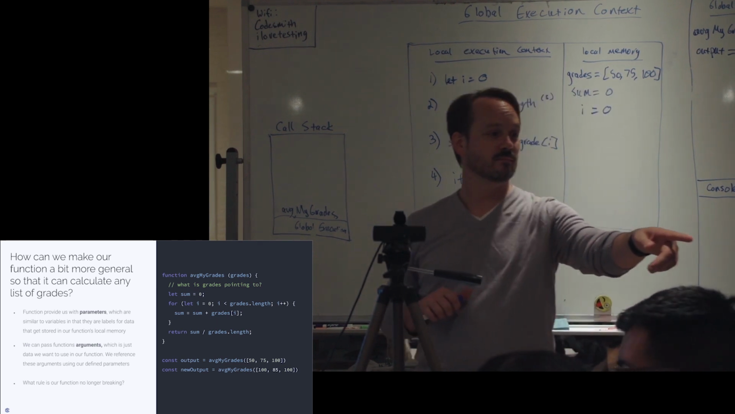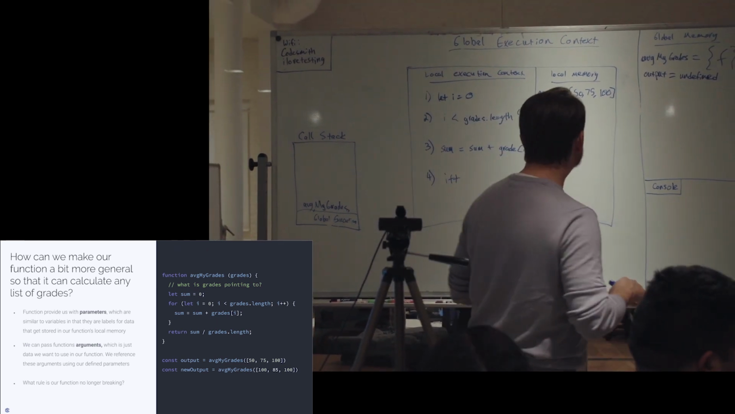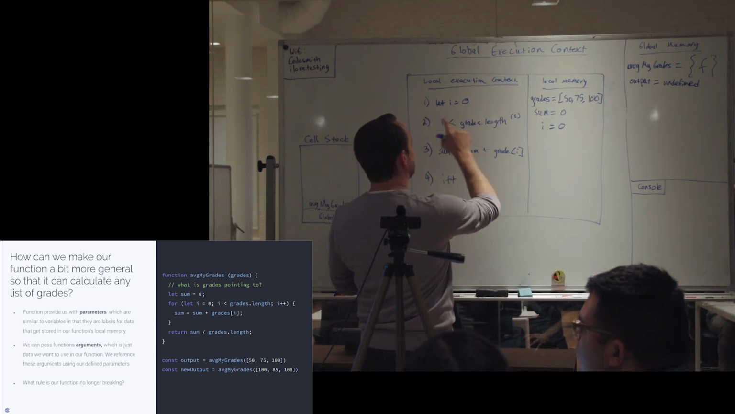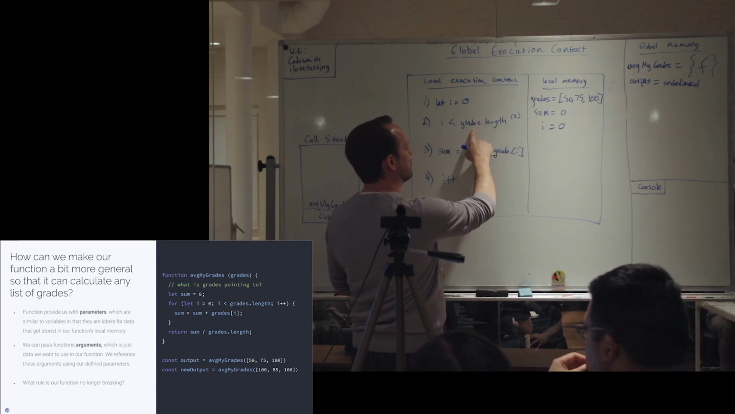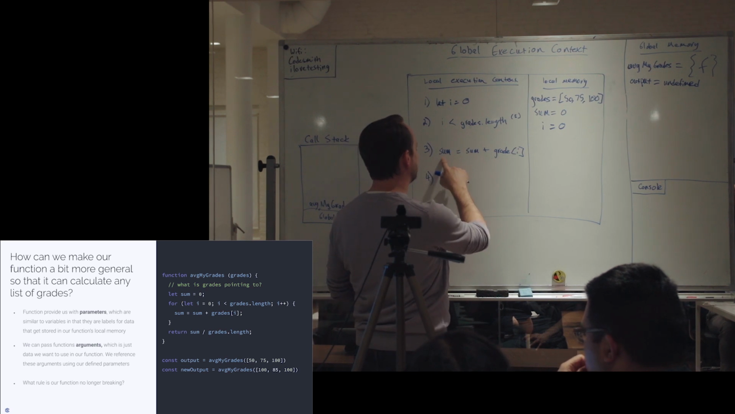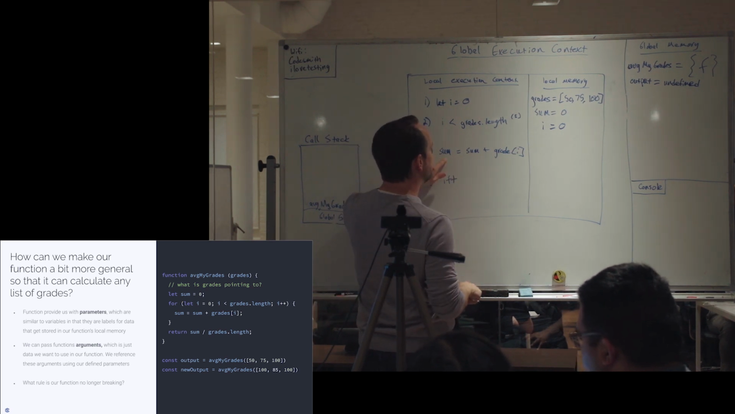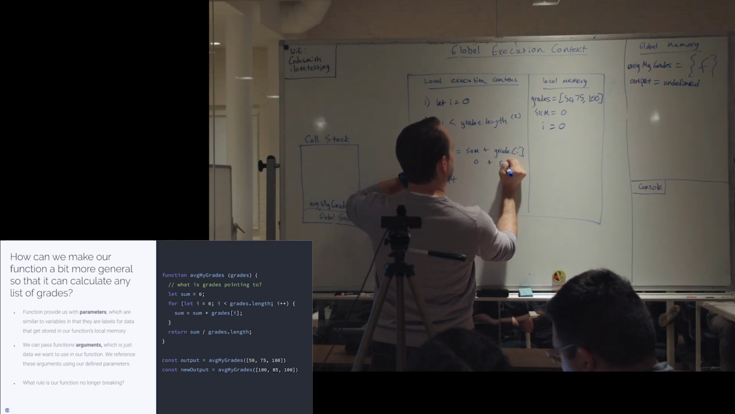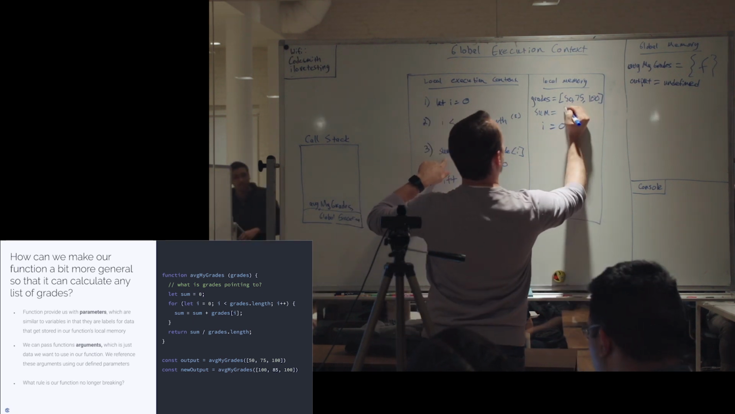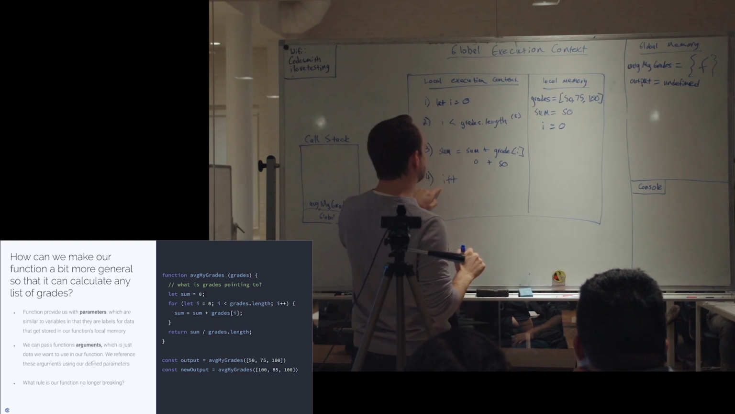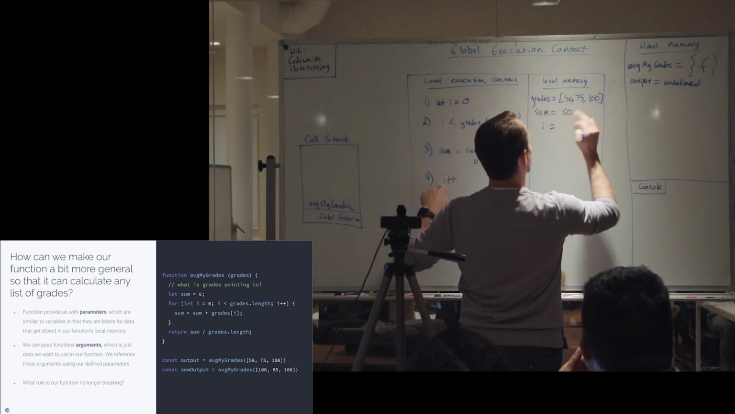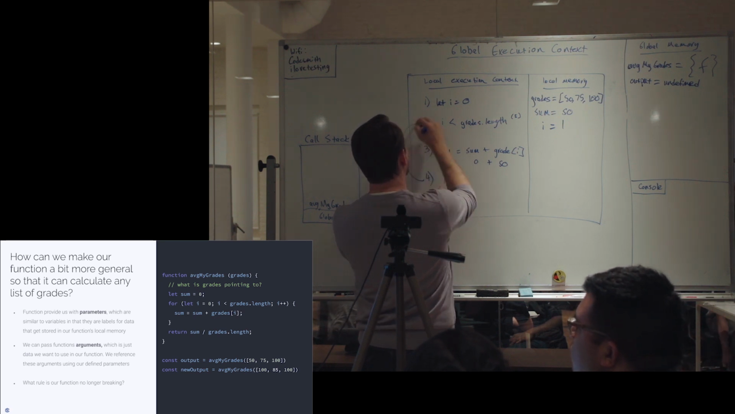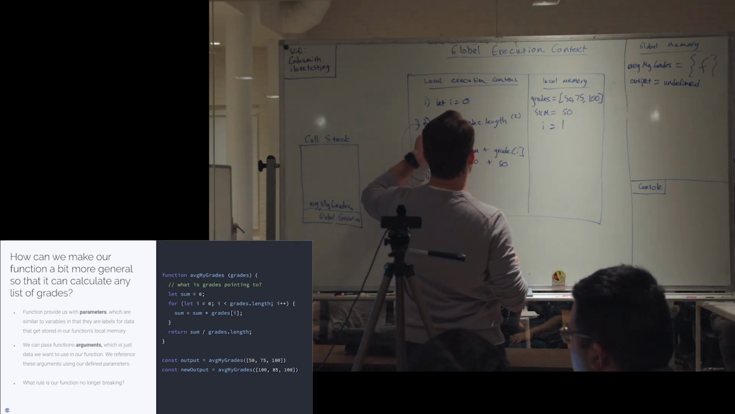What was your name? Michael. Michael. Let's see what you got. So first, I is 0, so we check if it's less than the length, which is 3. It's true. So we keep going. Now sum was originally 0, so I'm going to add the first element of the array, which is 50, so I end up with 50. So now I'm going to increment the I, so now it's 1. And now I'm going to go back to the checking, which is number 2. Is it less than 3?